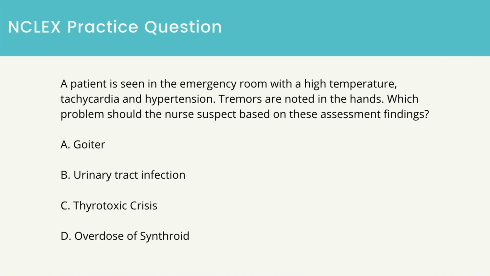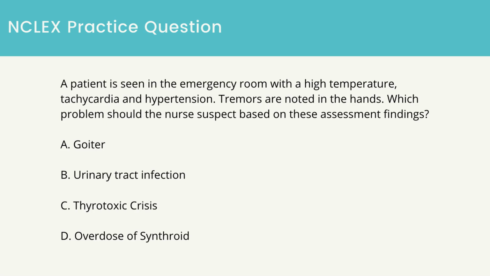All right, well, you made it to the end of the video. Back to that question at the very beginning of the video. A patient is seen in the emergency room with a high temperature, tachycardia, and hypertension. Tremors are noted in the hands. Which problem should the nurse suspect based on these assessment findings? A. Goiter. B. Urinary tract infection. C. Thyrotoxic crisis. D. Overdose of Synthroid.